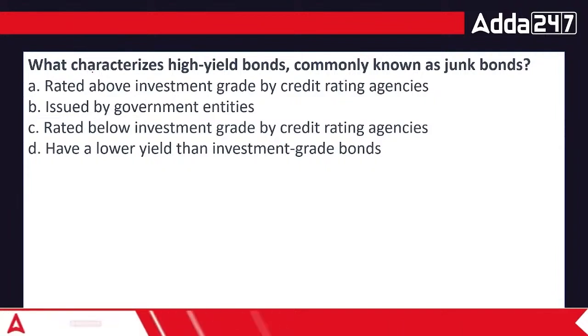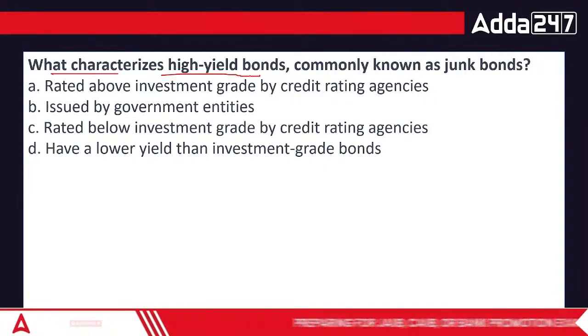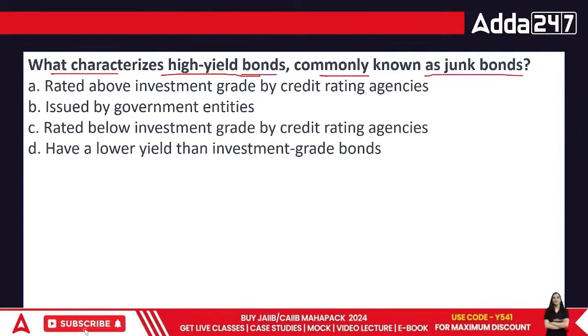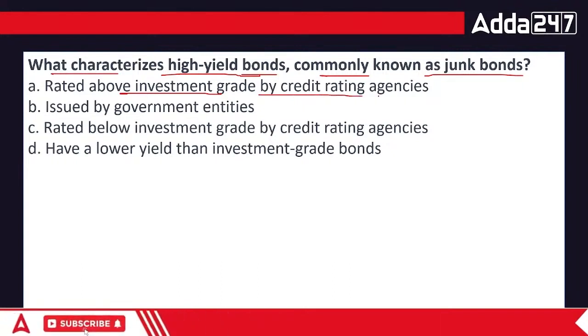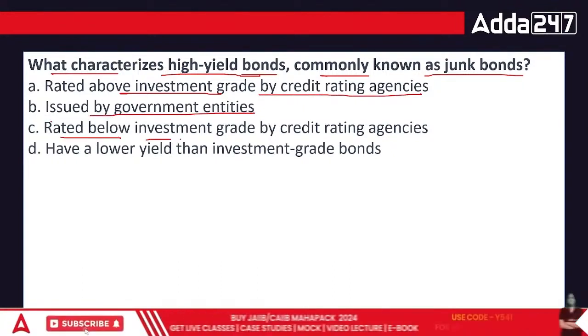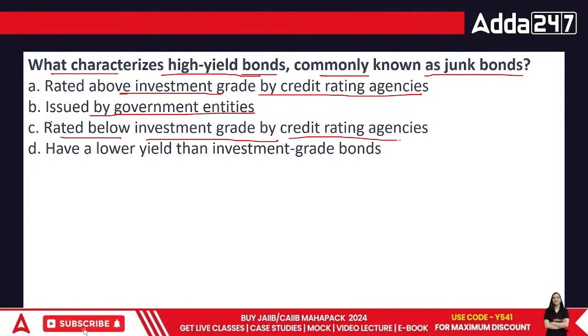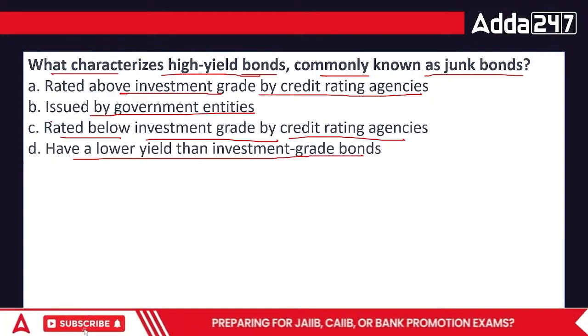Acha, next pointer. What characterizes high yield bonds, commonly known as junk bonds? Rated above investment grade by credit rating agencies, issued by government entities, rated below the investment grade by credit rating agencies, or have a lower yield than investment grade bonds. What would be the answer, everyone?